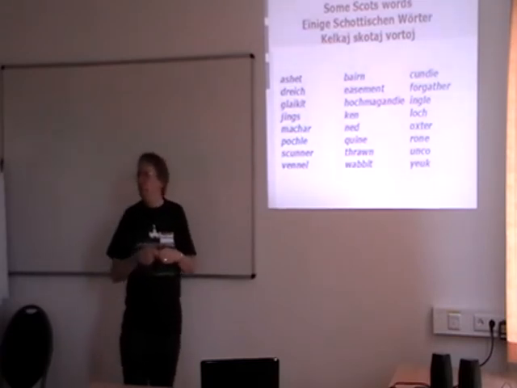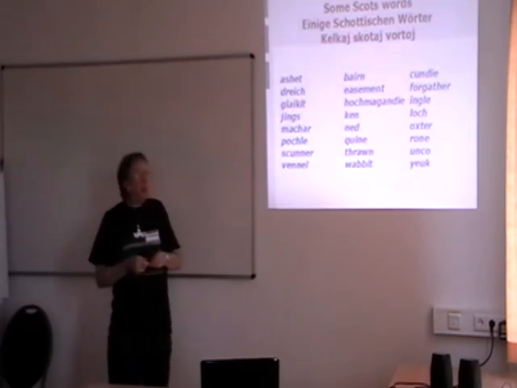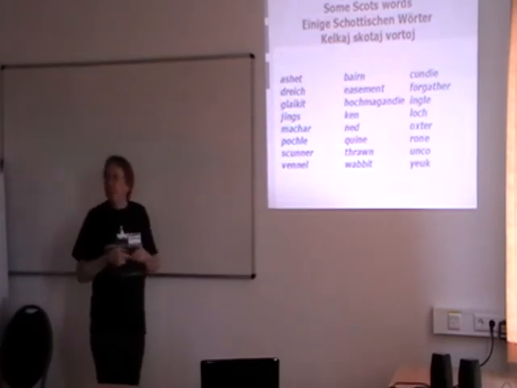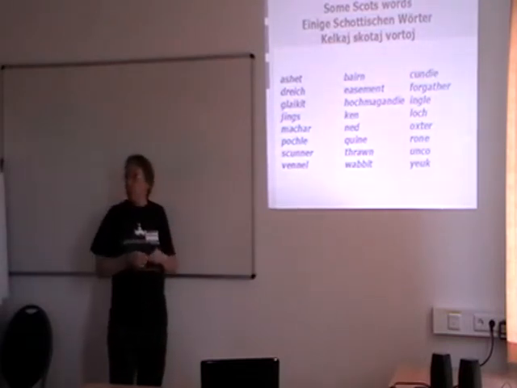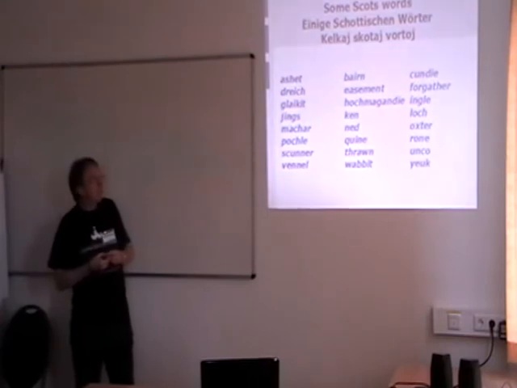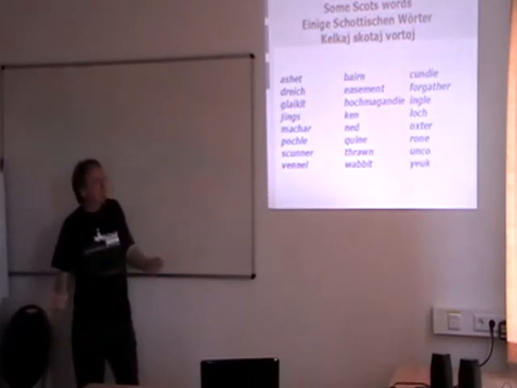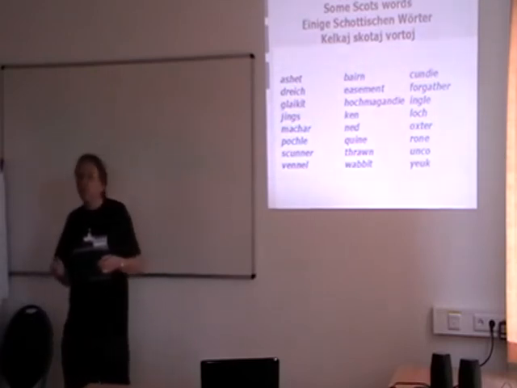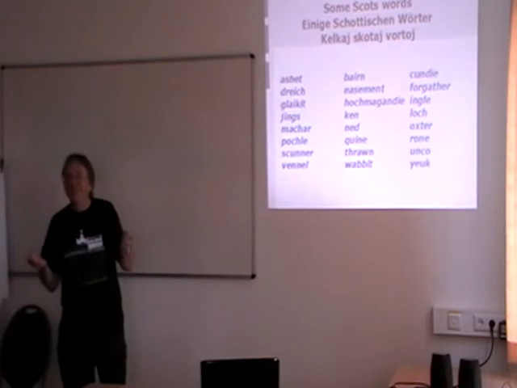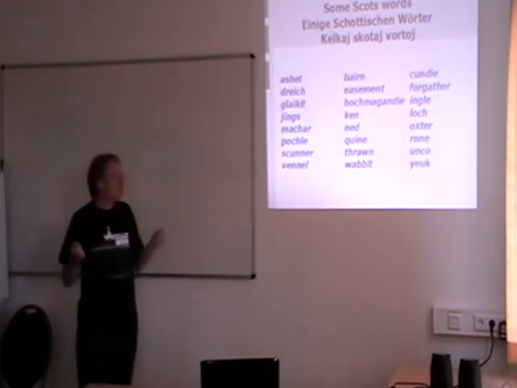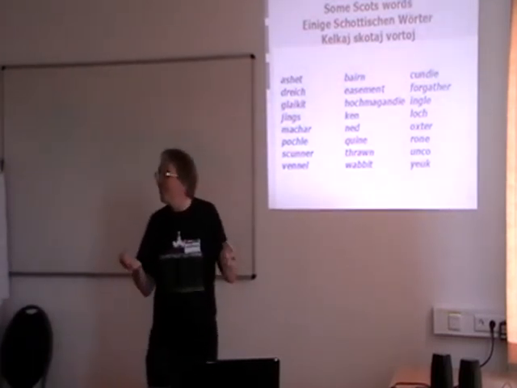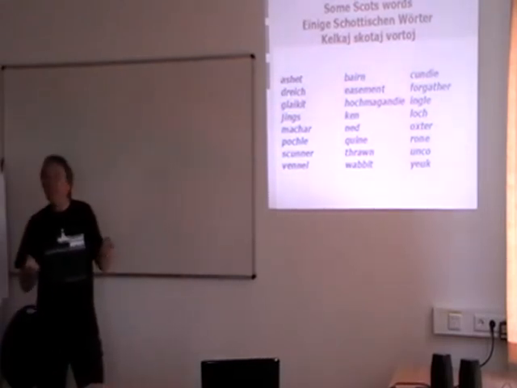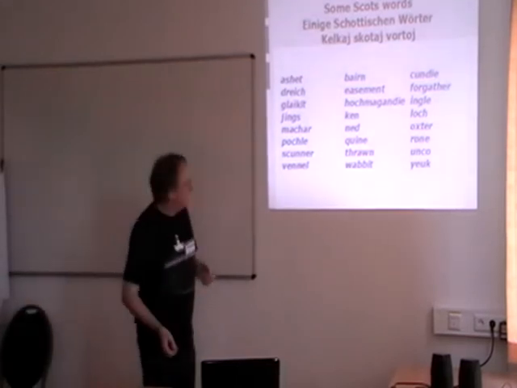Thrawn is somebody bad-tempered. Unco is more a poetic word, means very. Vennel is another borrowing from French, means an alley. Wabbit means tired. Someone just didn't hear tired, right? Yes. Okay. Exhausted. And yuke. Sorry? Does it probably mean yuke, like an exclamation or something? No, it means itch. All right.